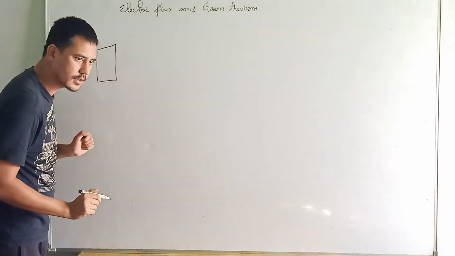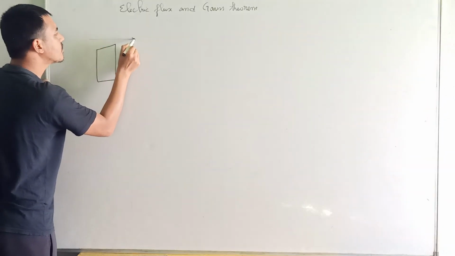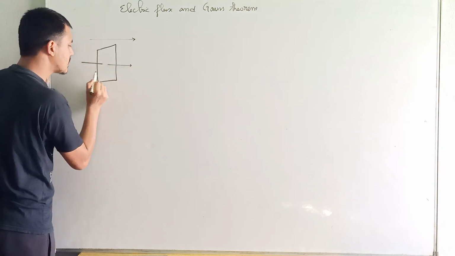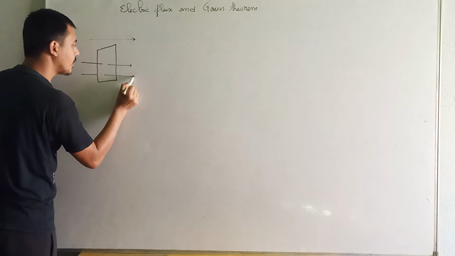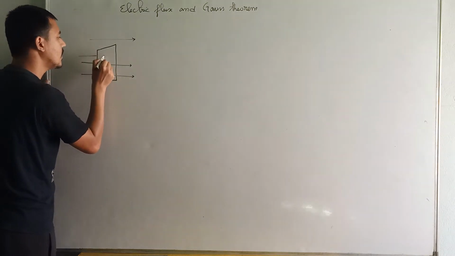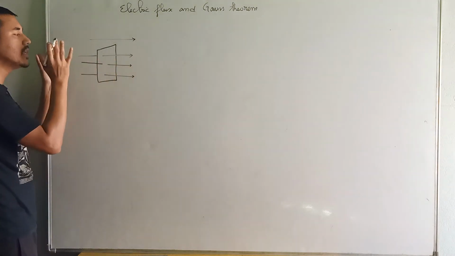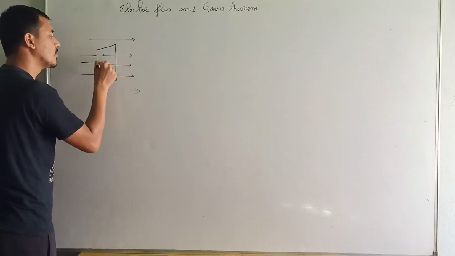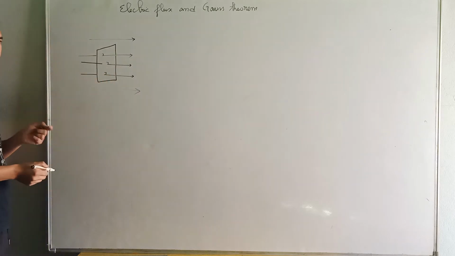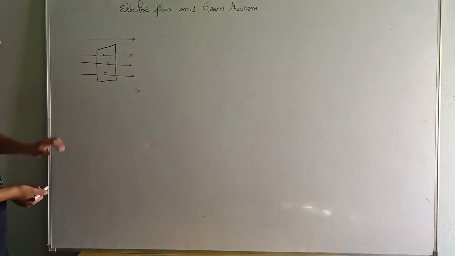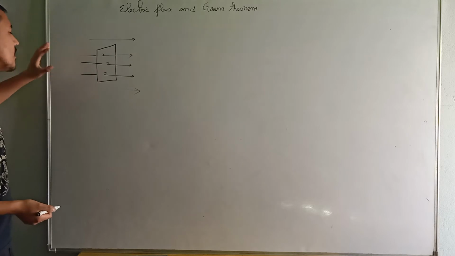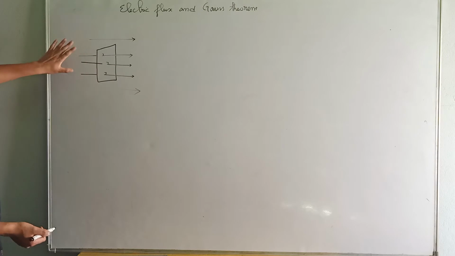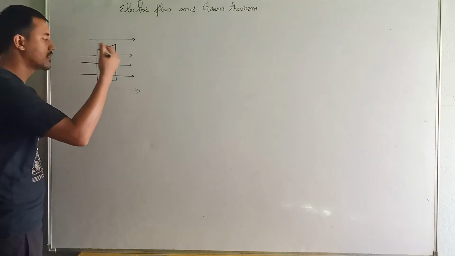Kept in an electric field. How many electric lines of force are passing through this surface? How many electric lines of force, or how many electric field lines, are passing through this surface perpendicularly? How many here? Three field lines are passing perpendicularly through the surface. Then in that case, your electric flux is 3.